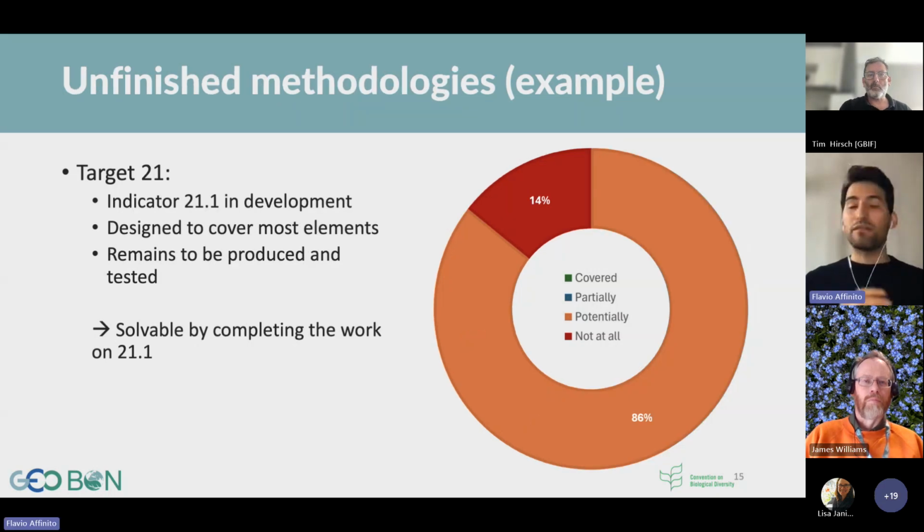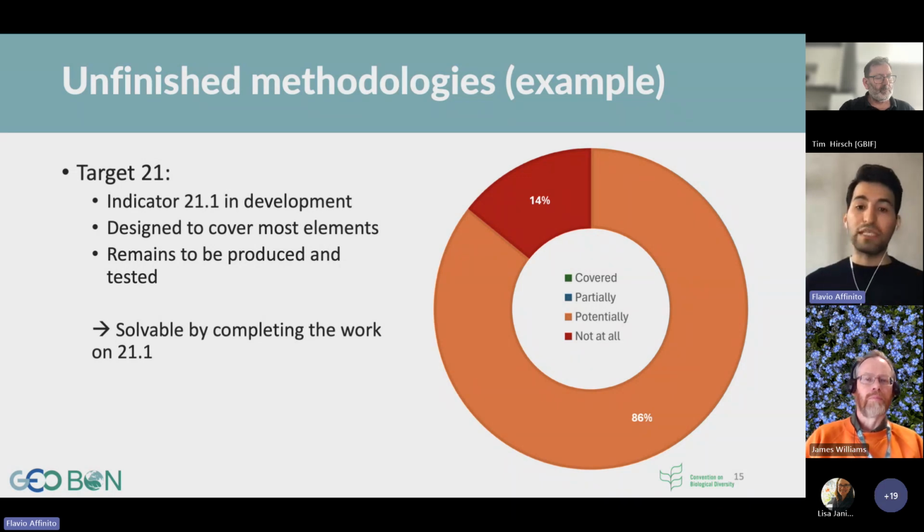And then finally, another issue with some of the headlines is that in a few cases, the targets remain entirely potentially covered simply because the headline isn't available yet. So we have some goals and targets like goal C and target 21, where the headline is designed on purpose to cover most of the target or most of the goal, but it isn't yet available. It hasn't been fully developed and tested.